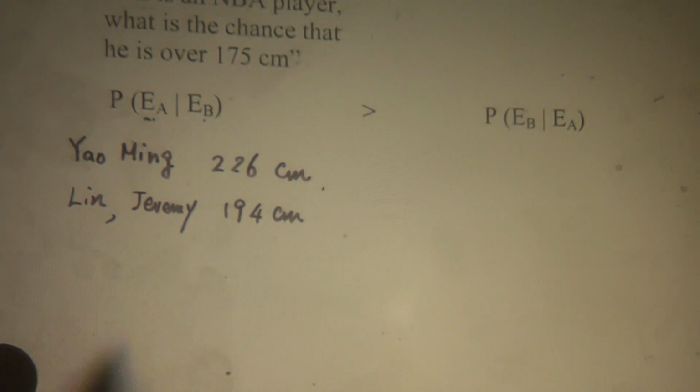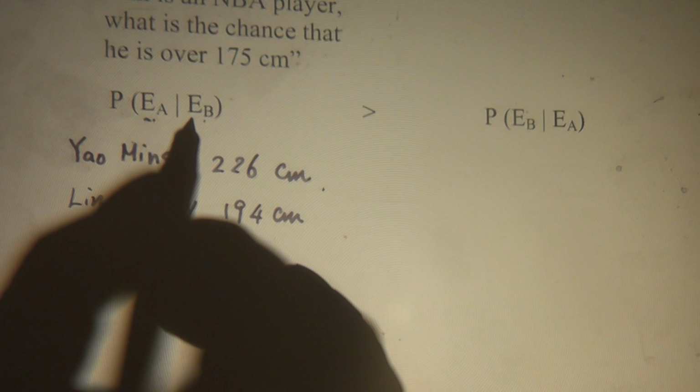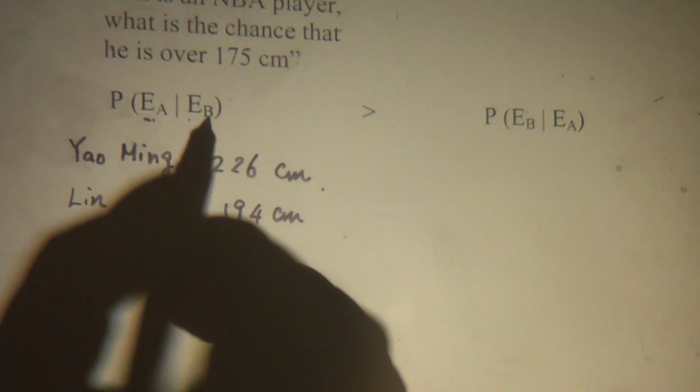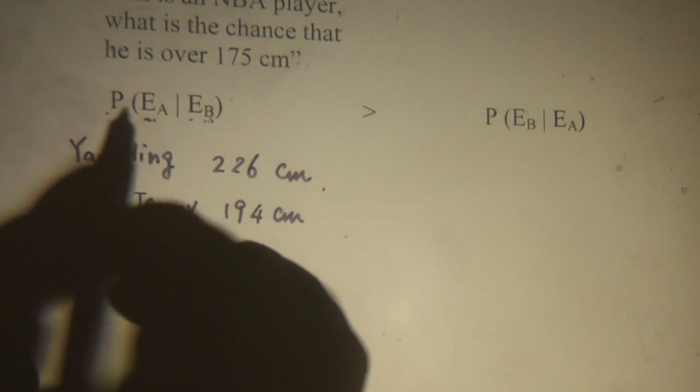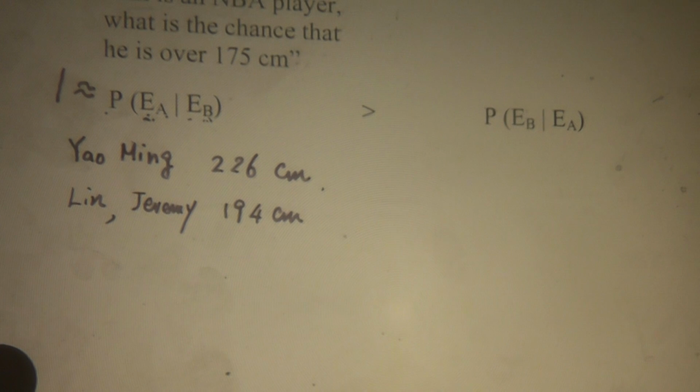So what is this probability? If you tell me that I select an NBA player, how likely is he over 175? Well, that chance is very good, close to 100%. How often do you find an NBA player shorter than 175? Well, I only know one person, and his name is Robinson. But this person, when he jumps, he can slam dunk.